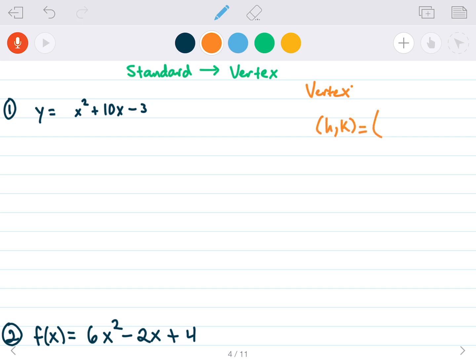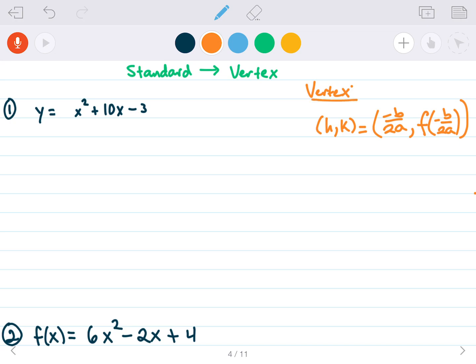It's going to be -b over 2a is my h. And whatever number that is, whenever we plug it into the function to get our output, that's going to be our k. So that's going to be f of -b over 2a. So that's my vertex.